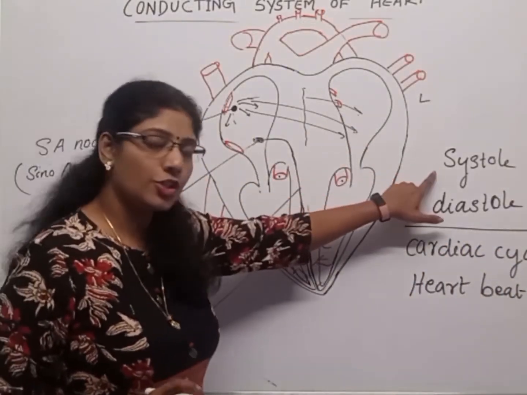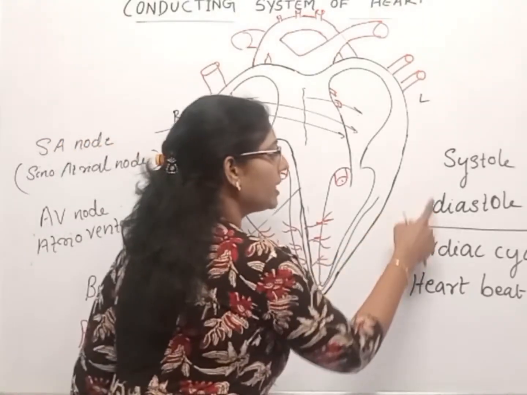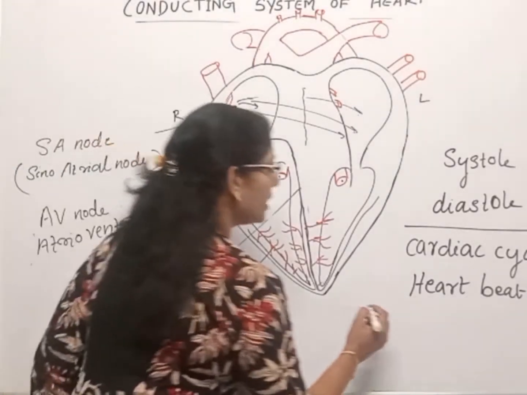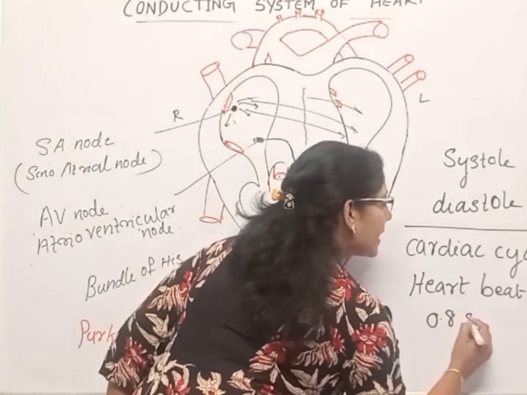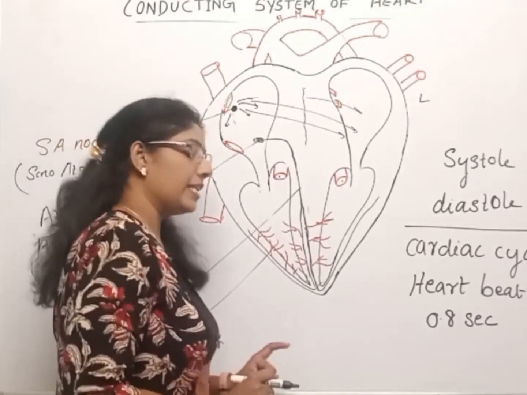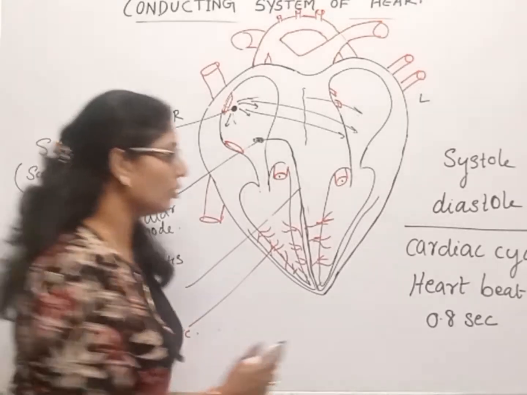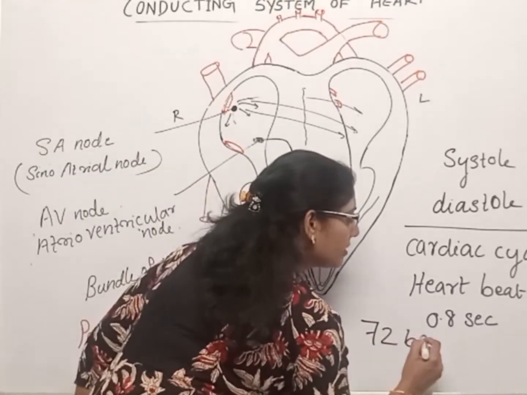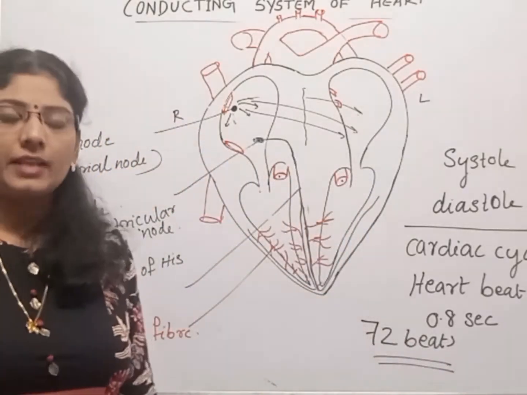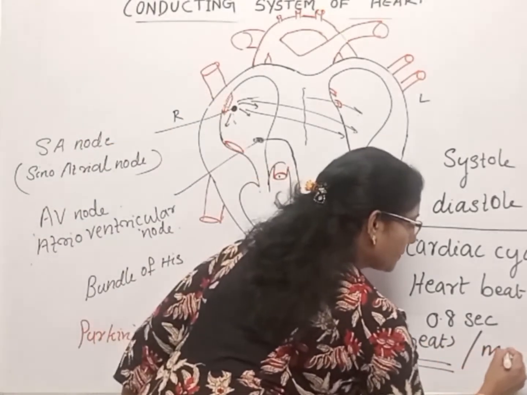Understood? One systole, that is contraction, and one diastole, that is relaxation, together is called one cardiac cycle or one heartbeat. So near about 0.8 seconds is needed for one cardiac cycle. So you calculate in 1 minute how many times the heart will beat. Near about 72 beats will be there. In a normal adult at rest, the heart will beat 72 times per minute.